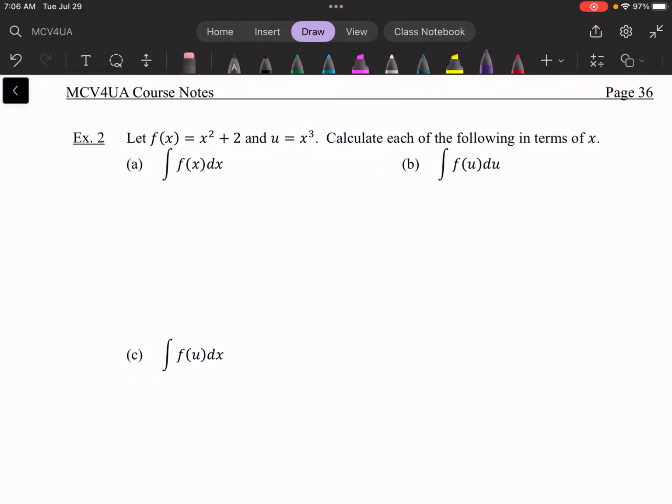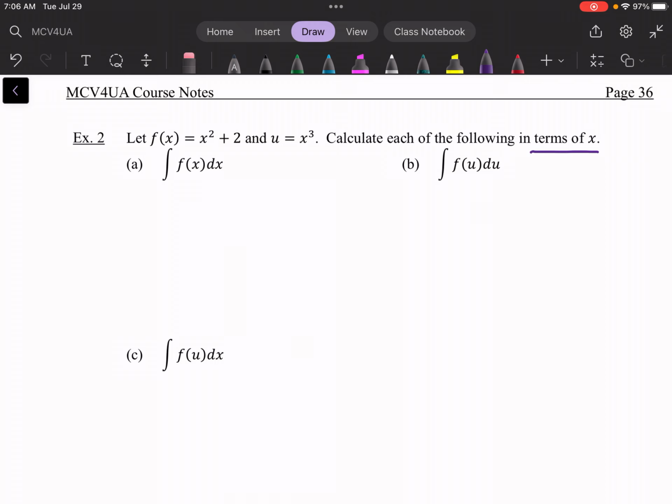It also matters what variable you're integrating with respect to. For this kind of problem, we have f of x equal to the function x squared plus 2, and the function u equal to x cubed. What we're going to do is calculate all these integrals that we see here in terms of x.